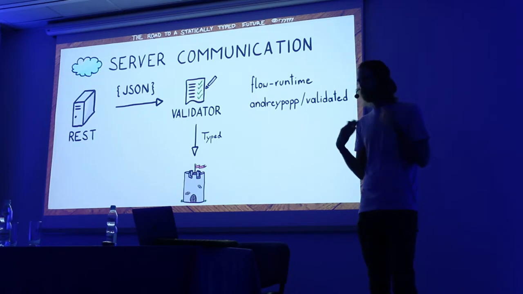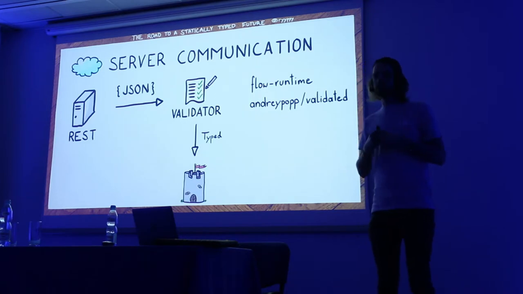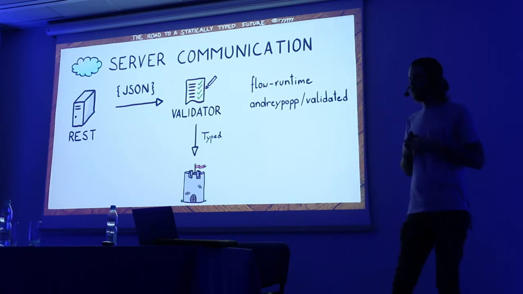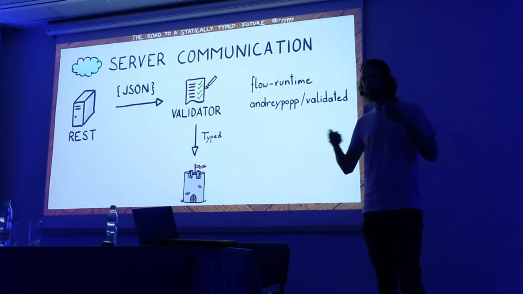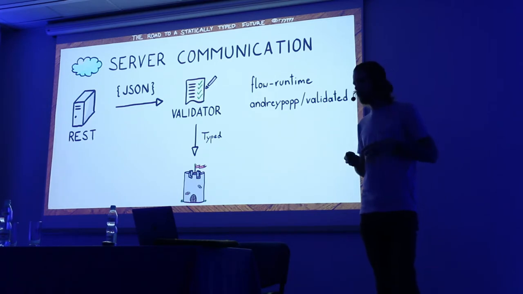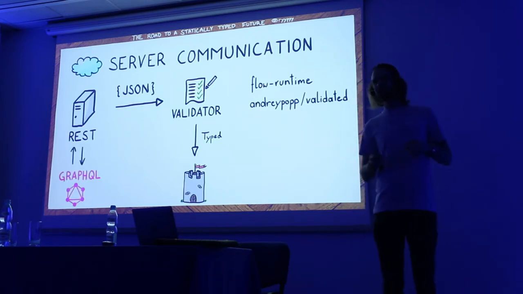And if you want something a little more lightweight or just want to write a little schema, there's also a library which is very well suited for Flow, which is called Validated. It's made by Henry Pop. He's a really famous Russian developer who works on the Reason and Flow type ecosystem a lot. Really recommend it. Or you go fully over-engineering and use GraphQL.